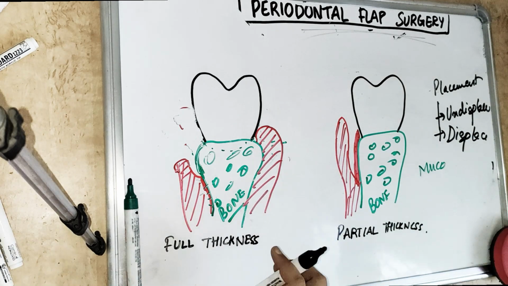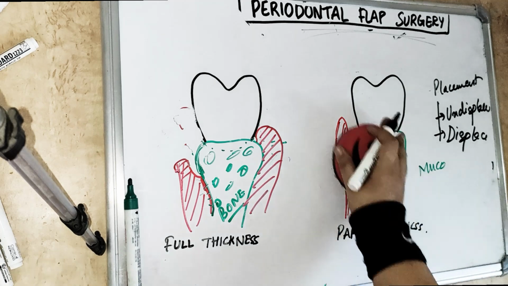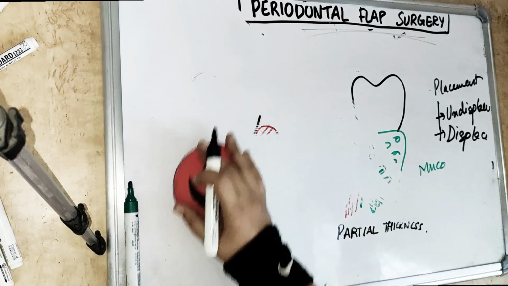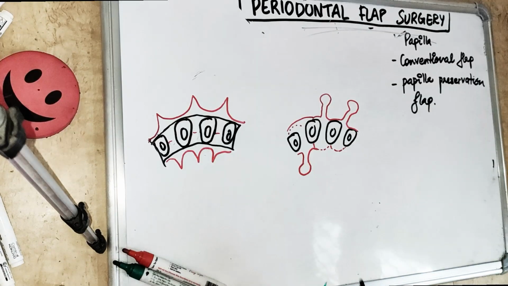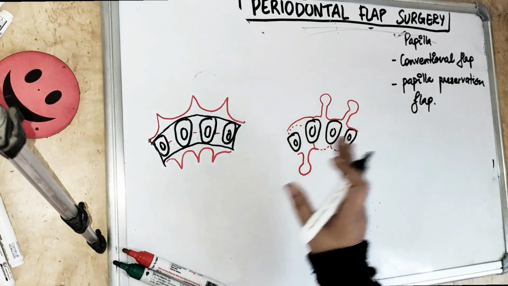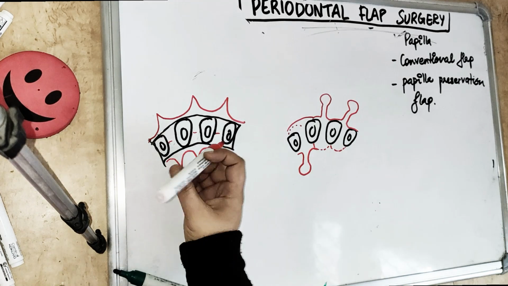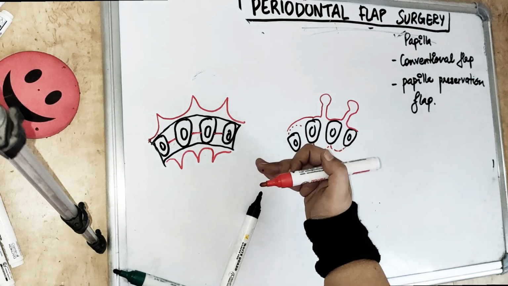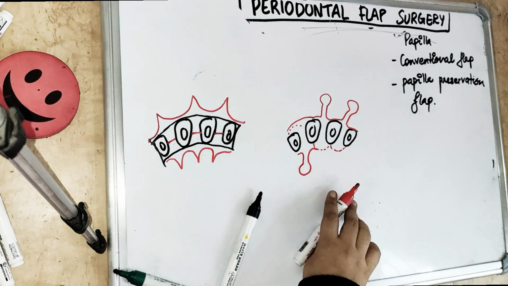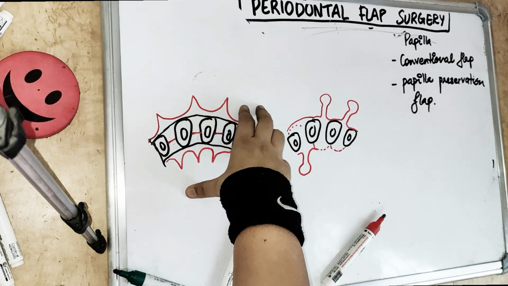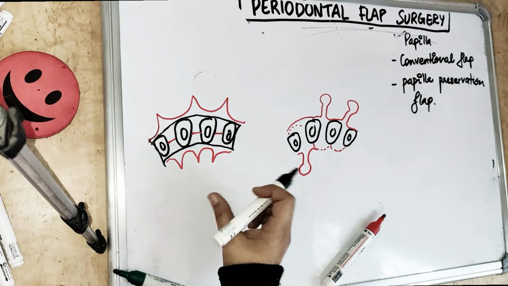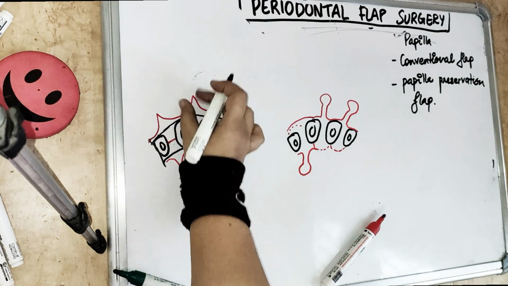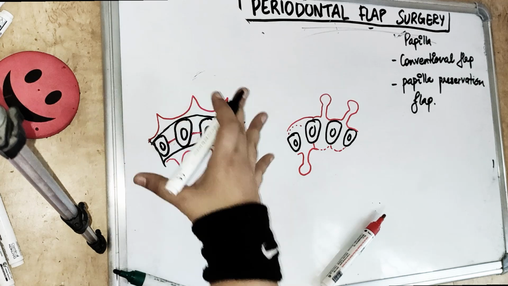Also, based on the management of papilla, we have the conventional flap, in which we are cutting the papillas, and the papillary preservation flap. So the conventional flap is where we are cutting the papillas. Once you make an incision all throughout the papillas, what happens when you do this kind of incision? There will be a black triangle formed because you are cutting all of the papillas. So there will be loss of aesthetics.